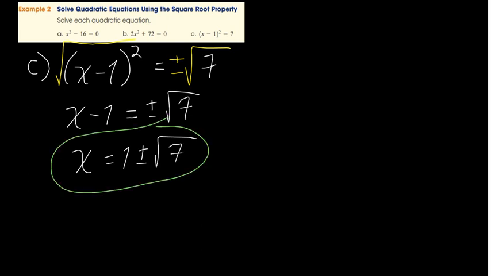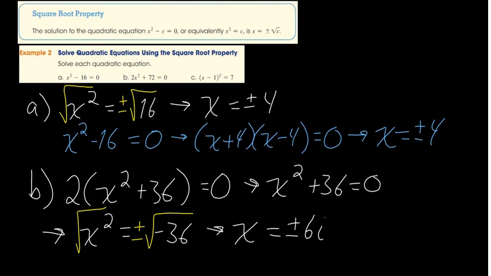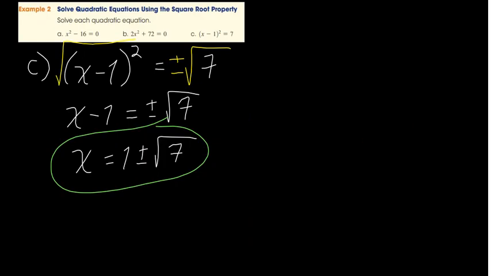Okay, all right, well, the square root of 7 isn't a nice number, right? So we can just leave that alone, but in order to solve for x, I have to isolate it, so let's isolate that x. So I've got x is equal to 1 plus or minus the square root of 7. All right, and that is that. And that is solving thanks to this square root method.